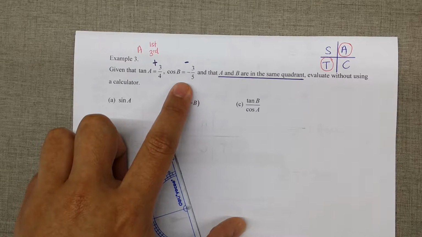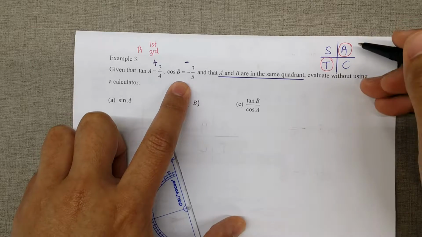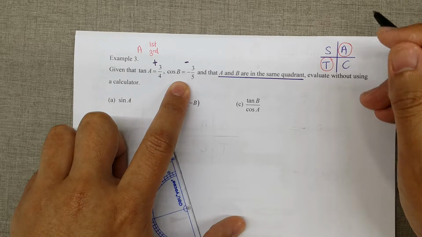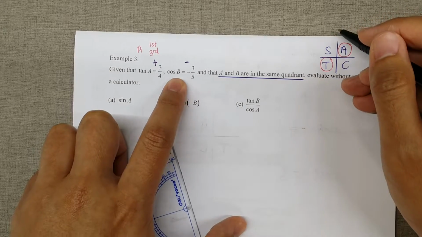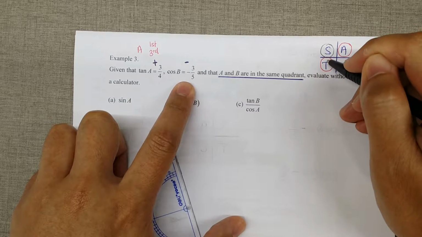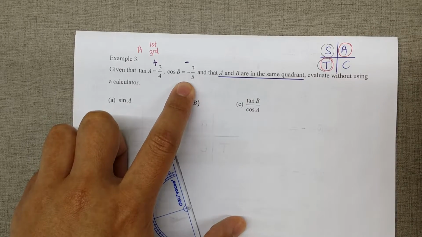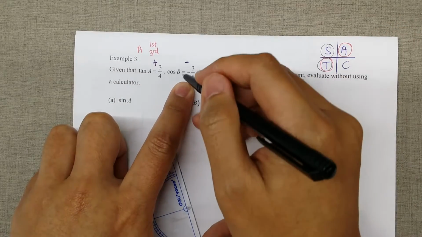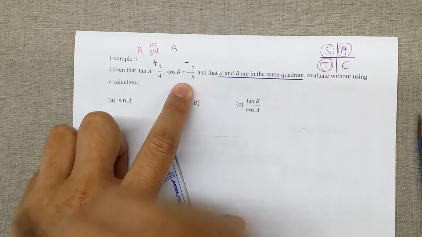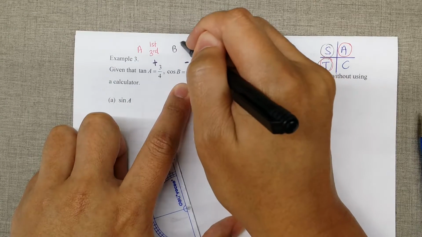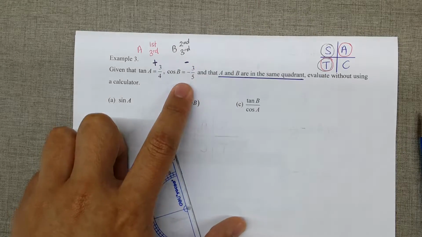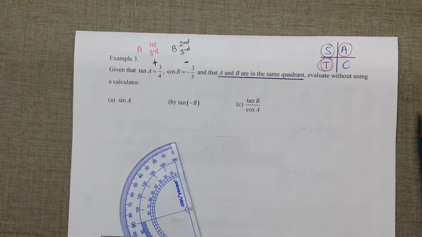Now let's look at angle B. Cosine B is negative. When will cosine be negative? Cosine will be negative when only sine is positive or only tangent is positive. So I can conclude that B lies in the second or the third quadrant.